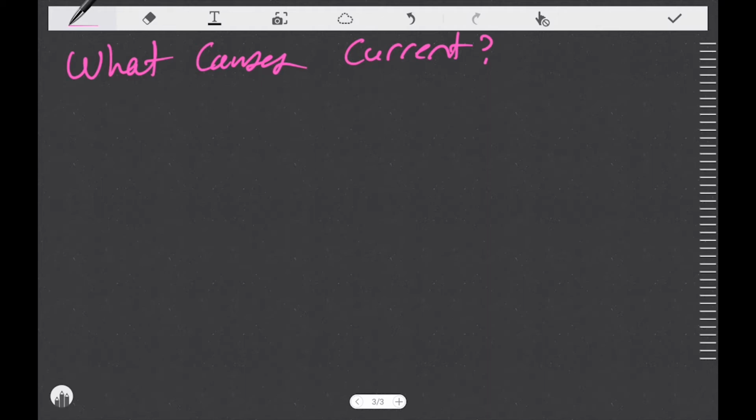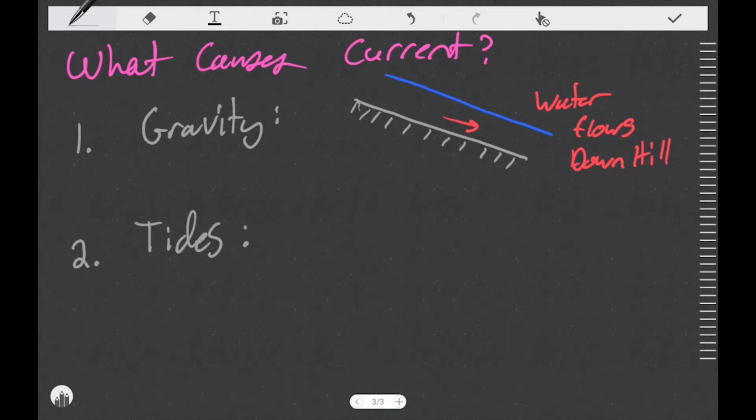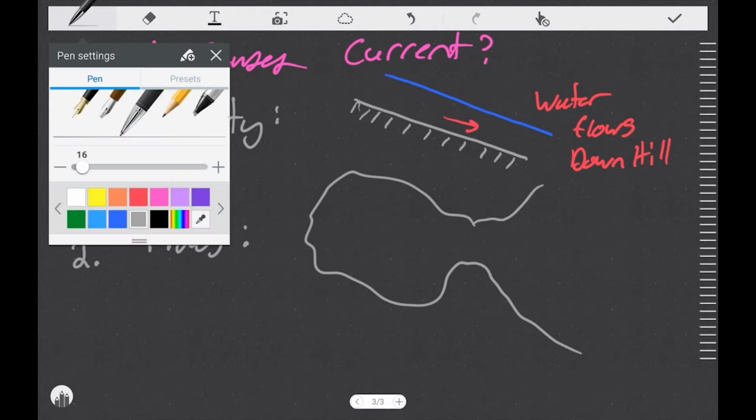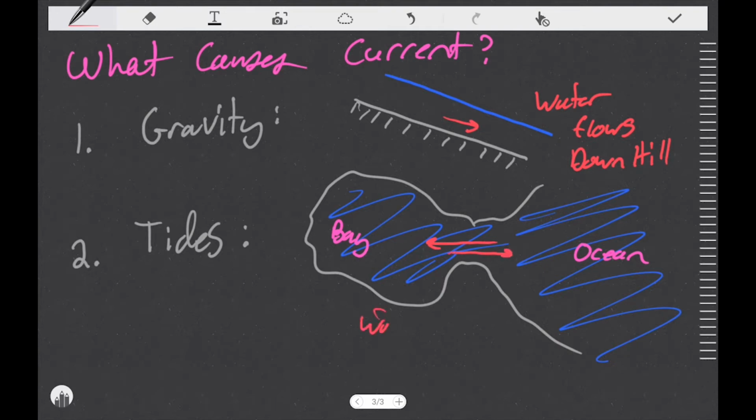What causes current? Well, the first cause that we're going to talk about is gravity, and it's one of the easiest ones to understand. Water simply flows downhill. A second cause of current is tides. We're going to do another video on tides soon, but for now, let's just say water flows in and out from an ocean into a bay or some other coastal body of water.